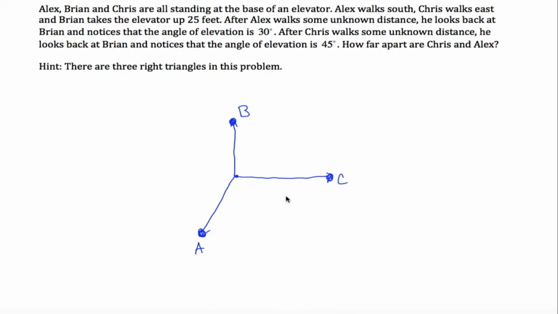And I won't try to draw this to scale because frankly you don't need to, and three-dimensional is what I'm going for here. It gets weird with perspectives anyway. So the only thing I know is that Brian took the elevator up 25 feet. So from this point right here, call it D, I guess, I know that this distance, BD, is 25.